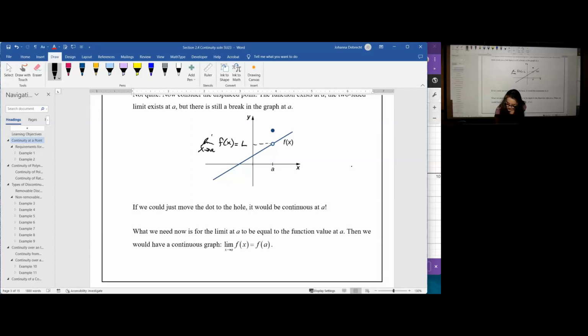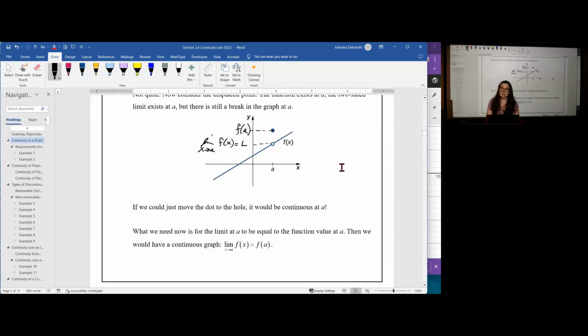And this value right here is the value of f of a. F of a exists. The two-sided limit exists. This solves the problems in the previous discontinuous graphs, but it doesn't solve the problem here. The problem is we still have to pick up the pencil to mark the displaced point. If we could just move that point right back down into the hole, it would be continuous.